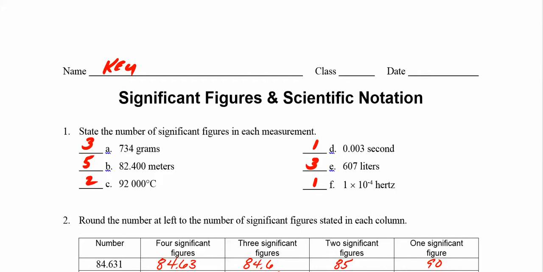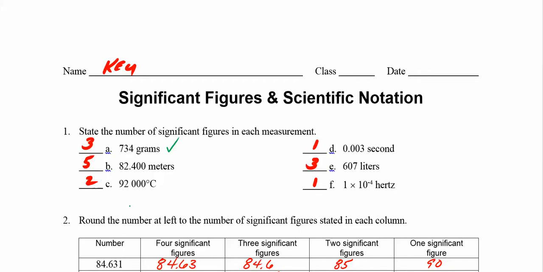Let's look at number one. It says state the number of significant figures in each measurement. We have 734 grams. Remember that non-zero digits are always significant, and so we have three significant digits in A. The 7, the 3, and the 4 all mean something. They mean 700, 30, and 4 grams.